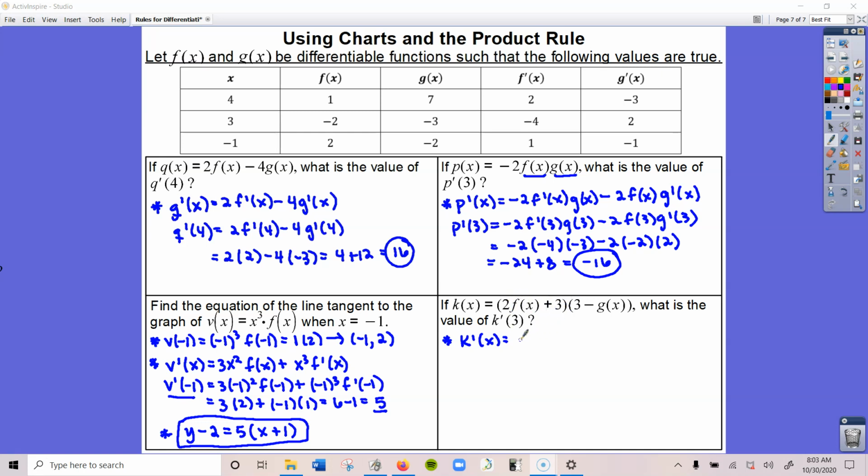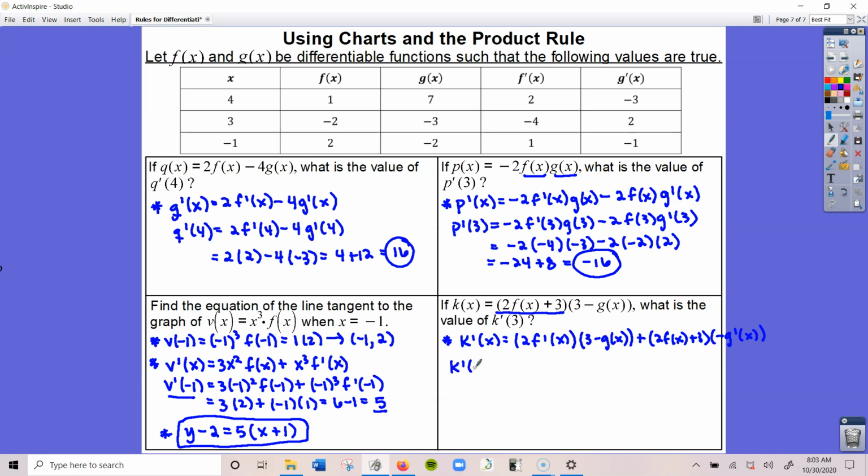So we have 2f of x plus 3, so the derivative of my first factor, which is all of this, would be 2f prime of x times, we leave the second alone, so 3 minus g of x, plus, now we leave the first alone, 2f of x plus 3 times the derivative of the second, which is negative g prime of x. We don't have to worry about distributing anything. We can just go ahead and directly plug in 3 and then just worry about our numbers and then work within the parentheses and multiply everything out.